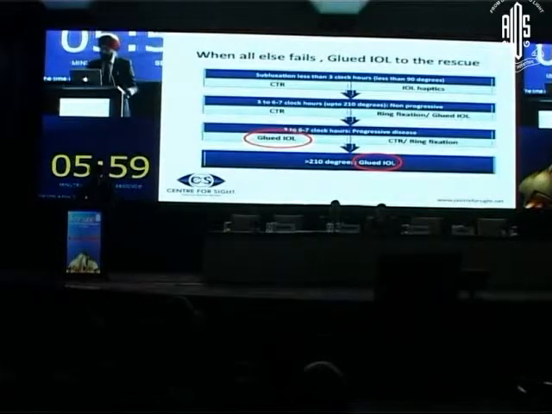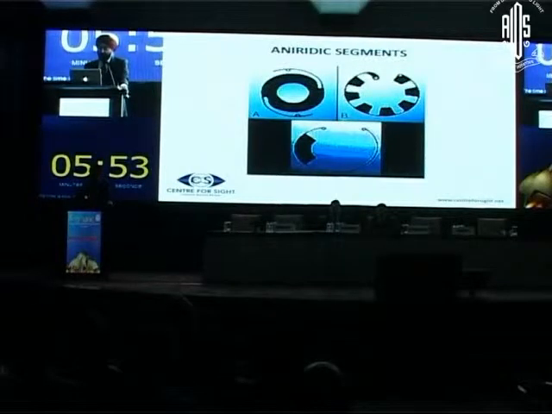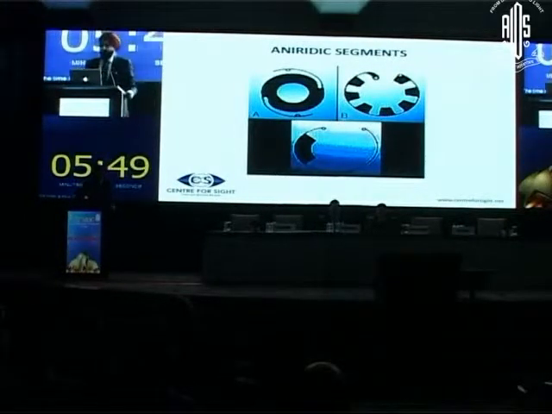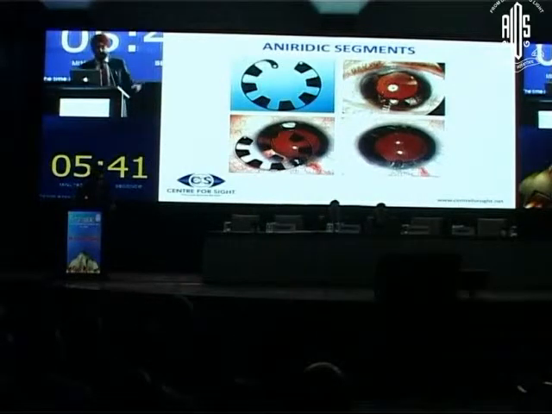Now let's go on to the glued IOL. The glued IOL is used in such circumstances where you have a gross subluxation. You can see that's a glued IOL. Now when you go on, rings also come as aniridic segments or as aniridic IOLs. And these aniridic segments can be used as double layers to block the whole thing.